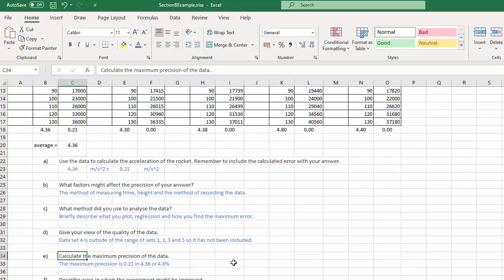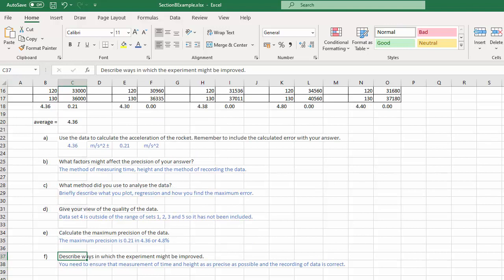Part E, calculate the maximum precision of the data. Well, that's the 0.21 because all of the other values are smaller, but this one is 0.21. So you find the maximum value, and that's what goes down. So the maximum value is 0.21 meters per second squared, or 0.48%.